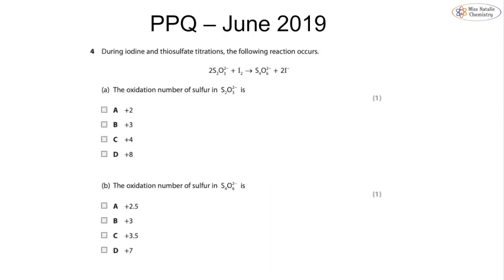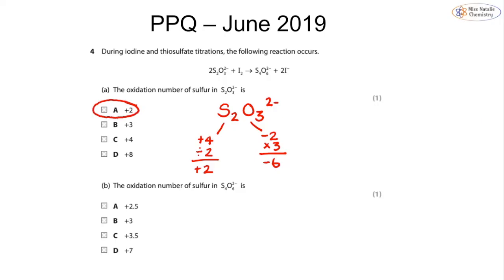And let's look lastly at the June 2019 paper, which is, again, just determining oxidation numbers. It is the same examples as we've just looked at, but let's just confirm. We had S2O3 2 minus, and we want to calculate the oxidation number of sulfur. So oxygen is always minus 2, and I have 3 of them, which is minus 6. If I want to go from minus 6 to minus 2, I need to have this as a total of plus 4, but because I have 2 atoms, I have to divide it by 2, which gives me an oxidation number of plus 2, which is A.